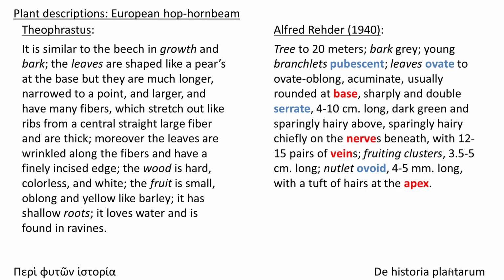The use of these Latin words disguises the fact that the modern description is using the same comparative method as Theophrastus. Pubescent, for example, comes of a comparison with the hairs which appear on the body at puberty, pubes. Serrate from the comparison with a saw, serra. Ovate and ovoid from the comparison with an egg, ovum.